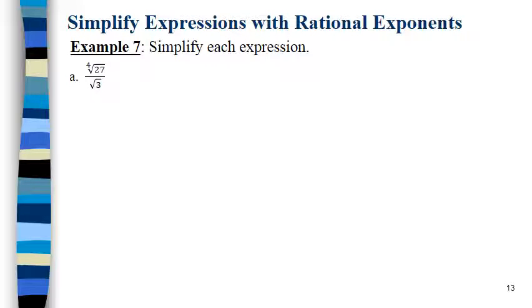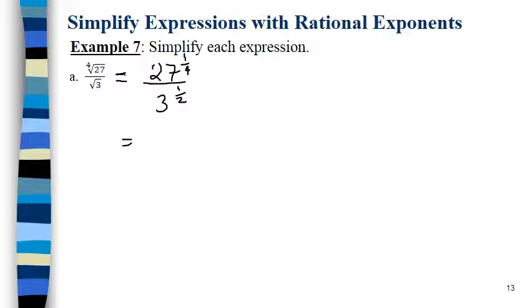Okay, so now what happens if the indices are this different? Well, up until now, we didn't have any way to deal with that. But if we write things as exponents, we might be able to do something about it. So if we do 27 to the 1/4 divided by 3 to the 1/2, we notice that our bases aren't the same. So we still can't do anything.